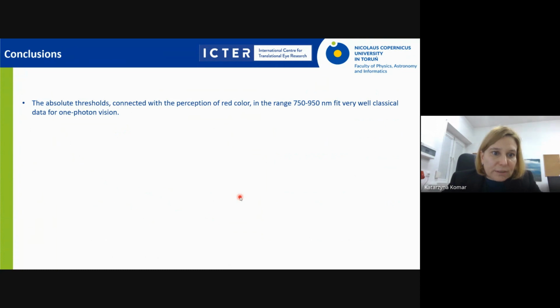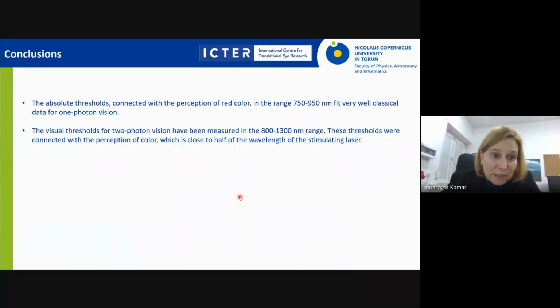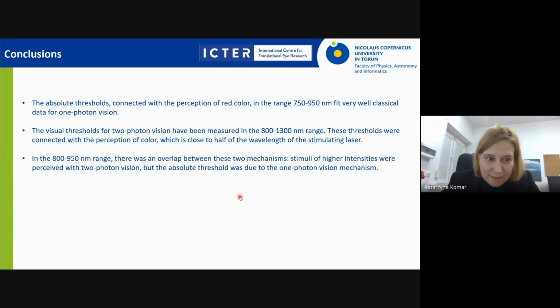Okay, so to conclude, the absolute thresholds which were connected with the perception of red color in the range 750 to 950 fit very well classical data for one-photon vision. And the visual thresholds for two-photon vision have been measured in the 800 to 3000 nanometer range, and these thresholds were connected with the perception of color which is close to half of the wavelength of the stimulating laser. And there is a small range where there is an overlap between these two mechanisms.